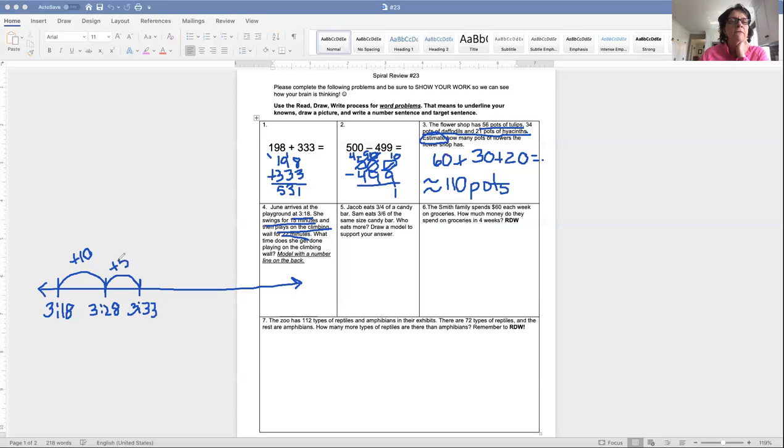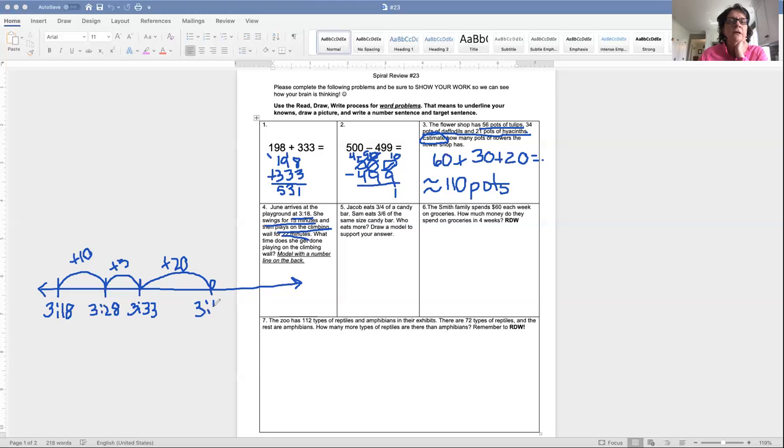and she plays on that for 22 minutes. So again, I'm going to decompose my 22. I could jump all 22 at once, but I'm just going to jump 20 first. And I'm going to put my plus 20 here. And what time will it be? Well, 3:33 plus 20 minutes would give me 3:53.